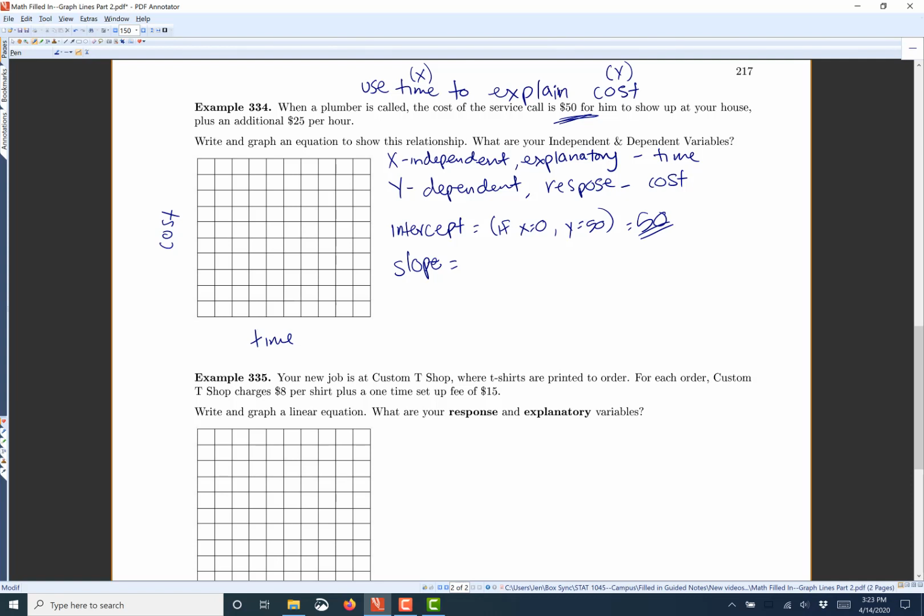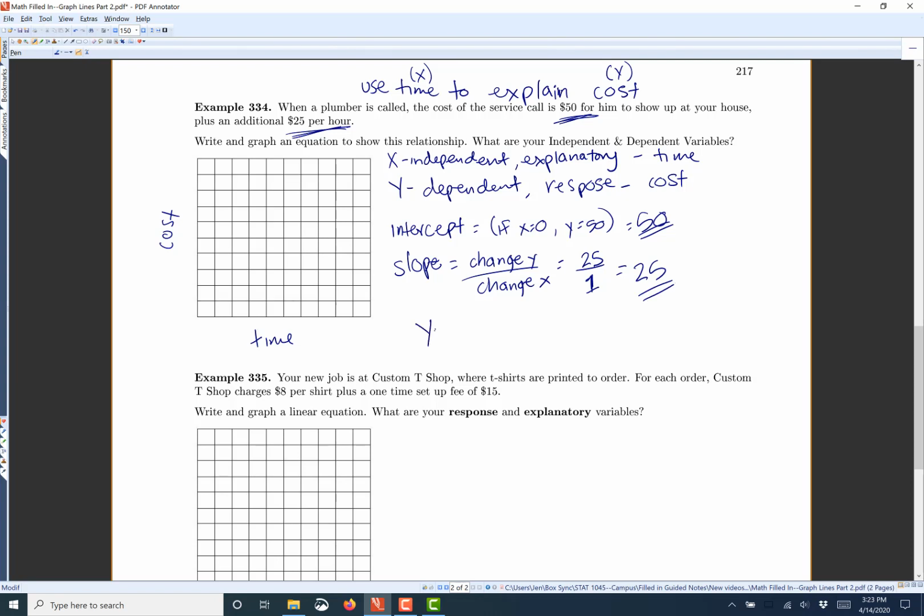My slope is I have to have some kind of change. So my slope, instead of rise over run, we'll write change in y over change in x. So it says an additional $25 per hour. So that means if he stays 1 hour, so if time or x is 1, then it's an extra $25. So my slope is going to be 25 over 1, or just 25. So I know my slope, and I know my intercept. Let's put them into my line.